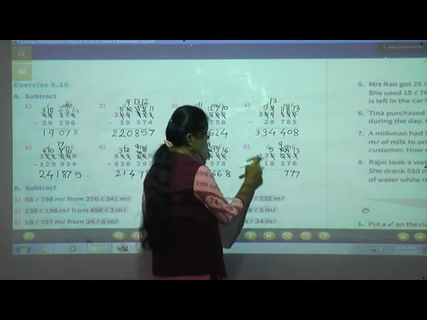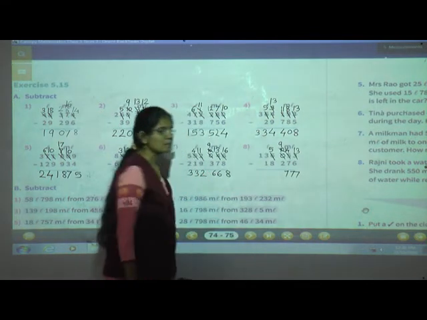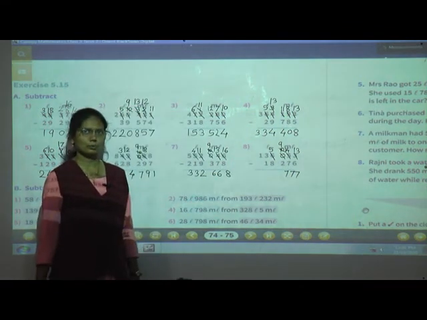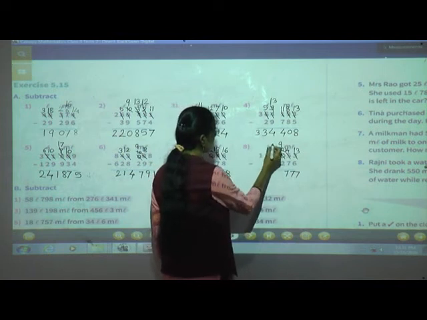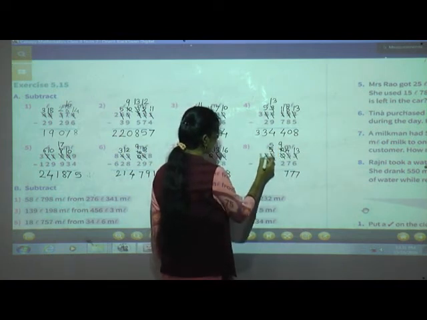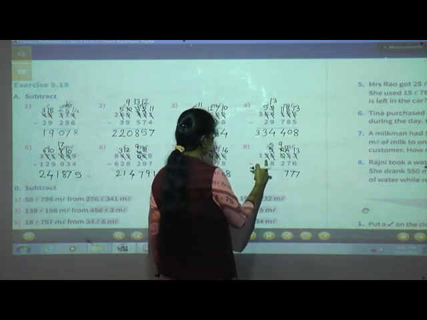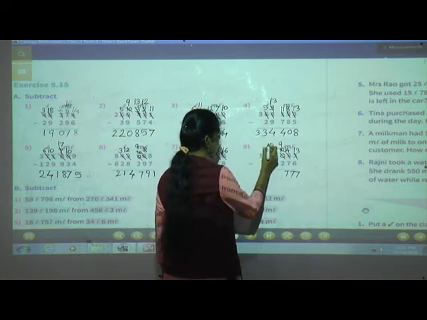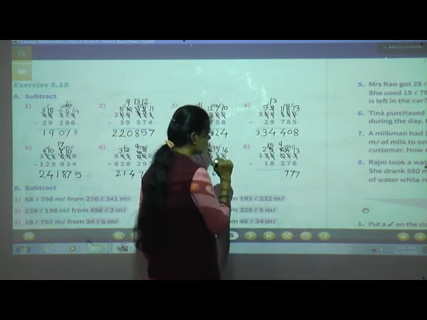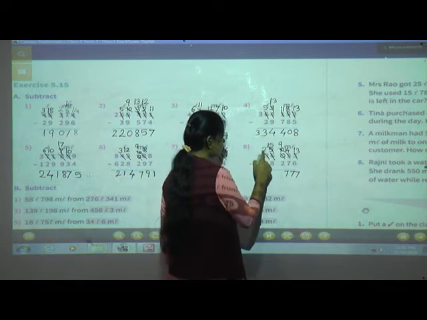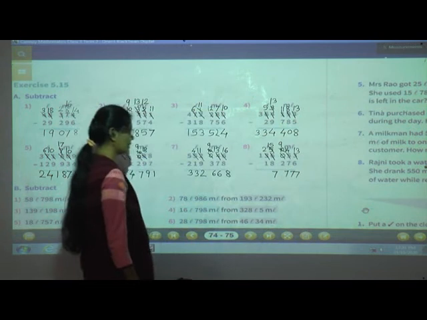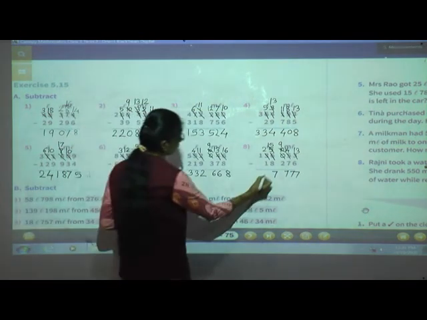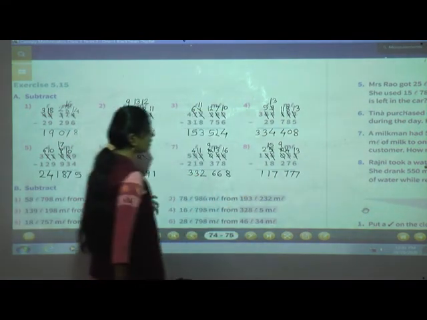5 minus 8. Is it possible? 5 minus 8? No. It is not possible. So what to do? Just we'll cut this 5, write as it is, and then we'll take one borrow from this 3. So 3 minus 1, here 2 will remain, and this 5 will become 15. Okay. Now 15 minus 8. Yes, 7. 2 minus 1, 1, and this 1 will remain as it is.